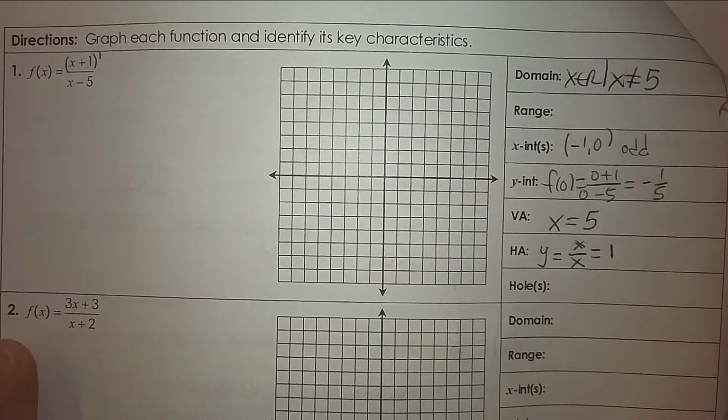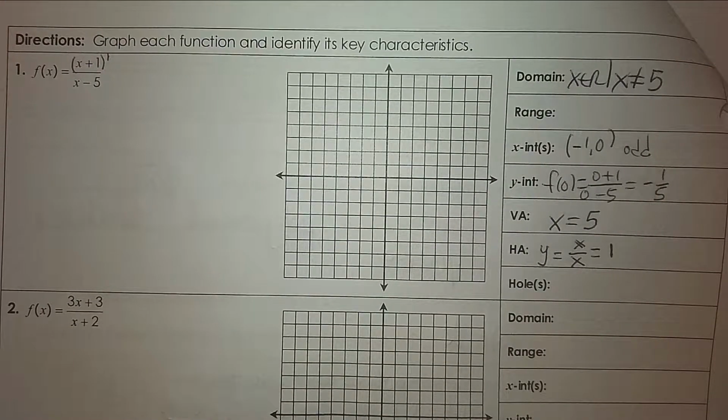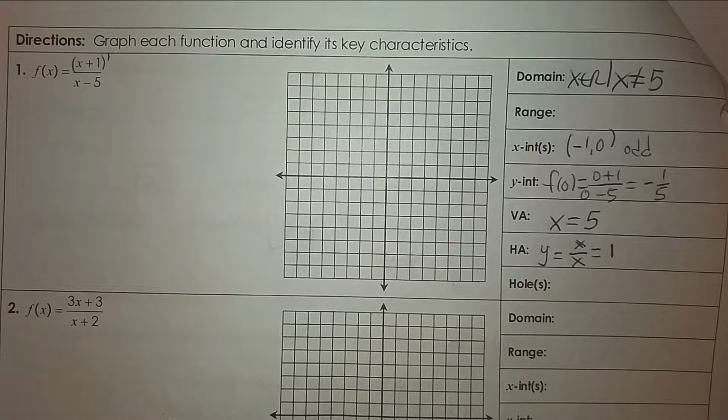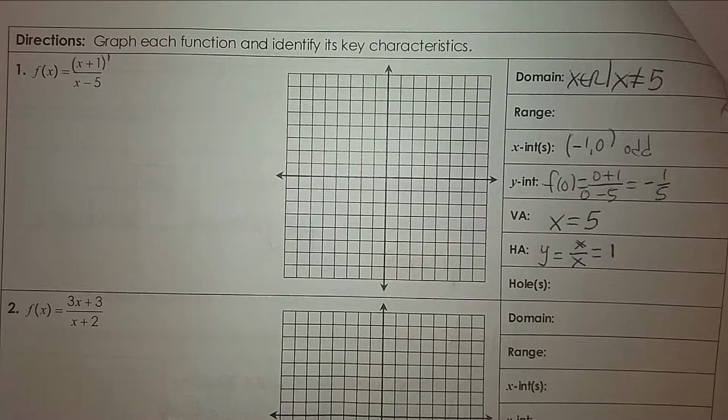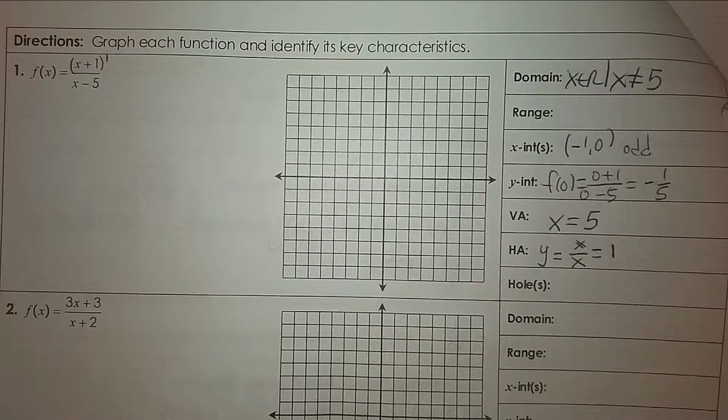So how did we find the horizontal asymptote? Power divided by power. Are there any holes in this function? No. Why not? There is nothing removable.